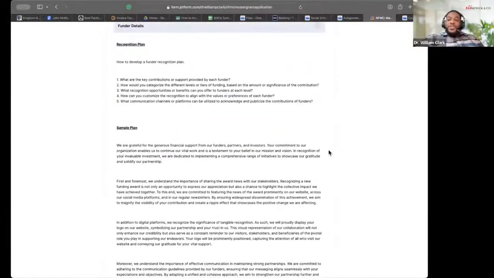Funders want to know, if we fund you, and some funders may already have a recognition plan, policy and packet for you to follow. Some funders don't. They just want to know, how are you going to recognize us? How are you going to shout us out? Social media, website, mailer, newsletter. You're going to put up cheerleading signs at the next high school football game. I don't know. Tell us what you're going to do, right?